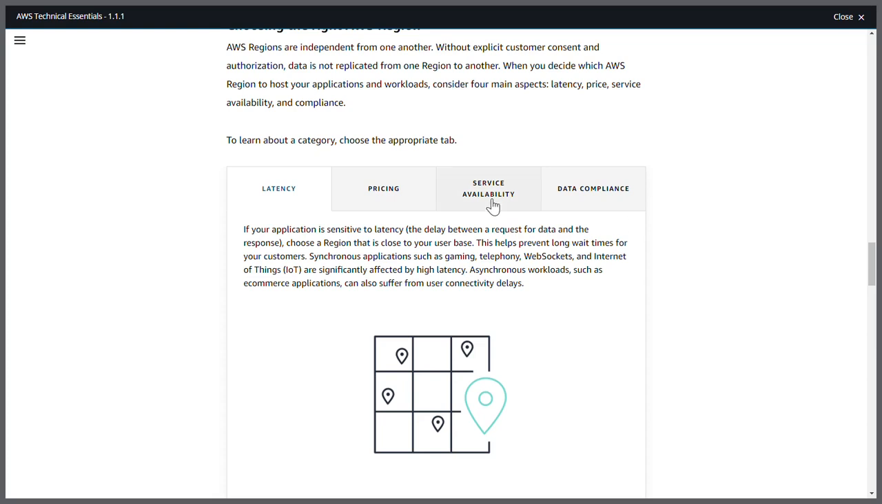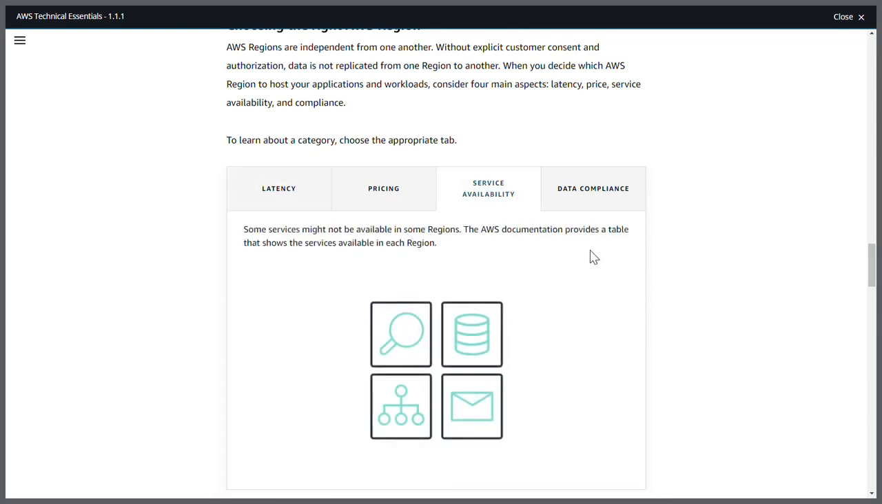Then service availability is another factor to consider when selecting a region. Service availability implies that there are some AWS services which are not available in all of the regions. So if a particular service is required by one of the customers of AWS and that service is not available in, let's say, Tokyo, then it will have to deploy that application in another region which has that service. And then the data compliance.